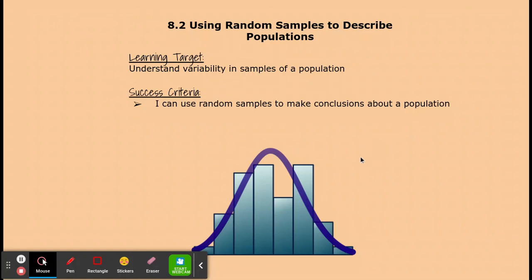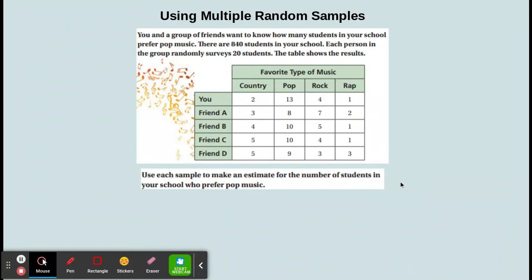Case 8.2, using random samples to describe populations. So we know that when we want to draw conclusions on data, when we do a survey, it is best to use large samples that are random, right? So here we have a situation where you and a group of friends want to know how many students in your school prefer pop music. You have 840 students in your school, and each person in your group is going to randomly survey 20 people. And here are the results that you all found.